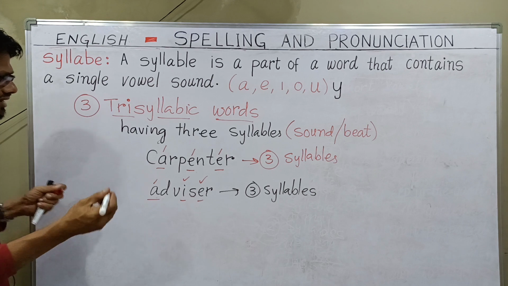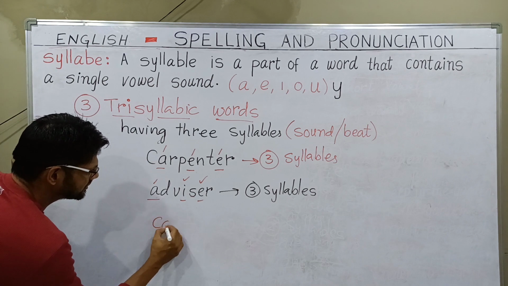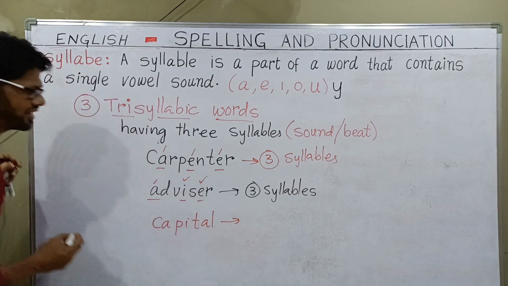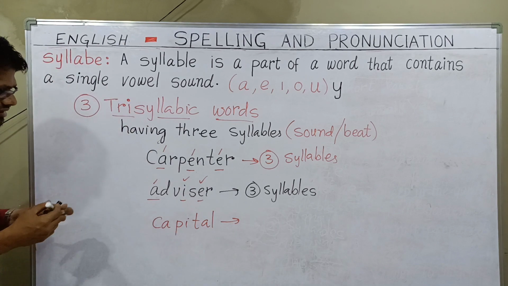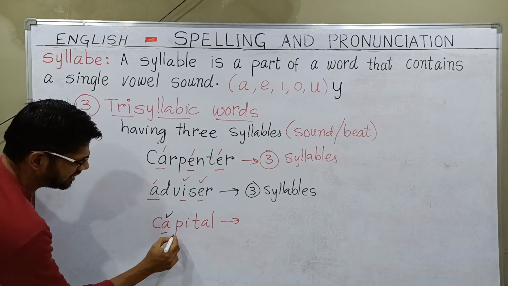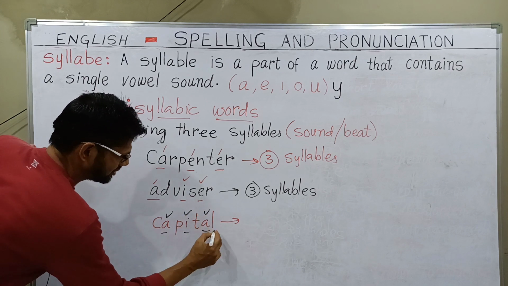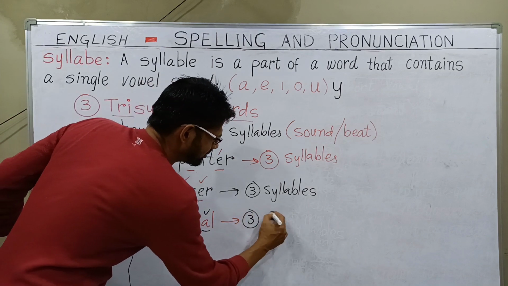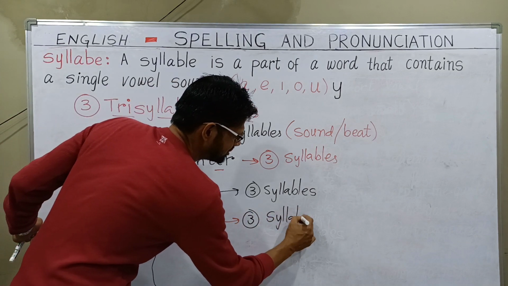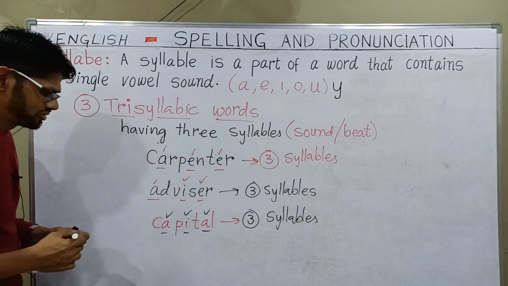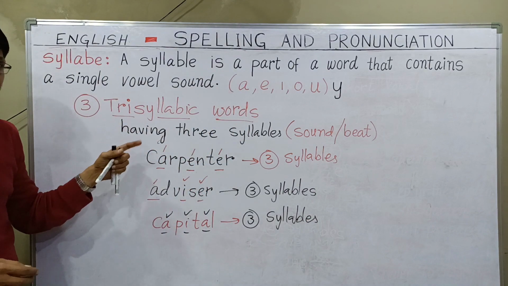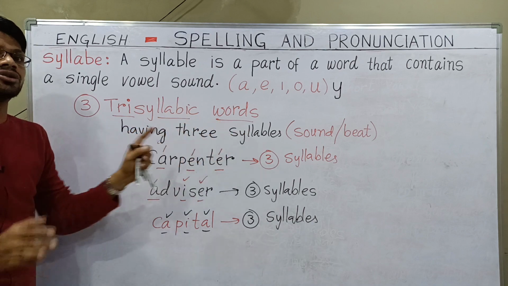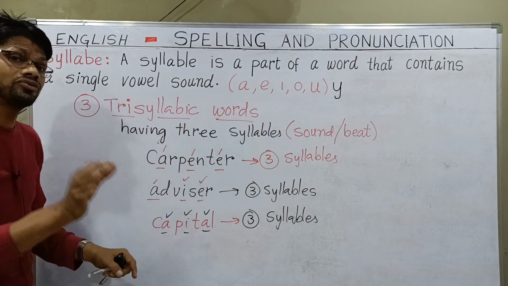I can give you many examples. For example, capital. The word capital also has how many beats, how many vowel sounds? 1 A, 1 I and 1 A. So 1, 2, 3. So 3 beats are there, or 3 syllables are there in this word. So you can understand trisyllable. Tri means 3. Trisyllabic word means words having 3 syllables or 3 beats or 3 sounds of vowels.